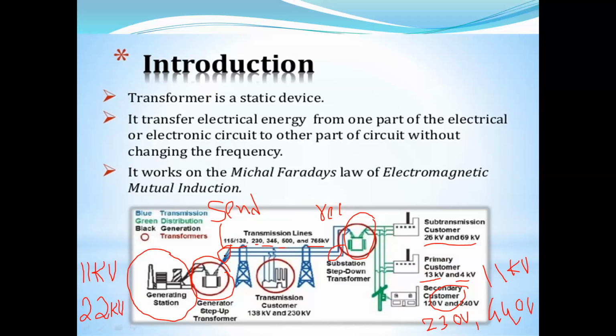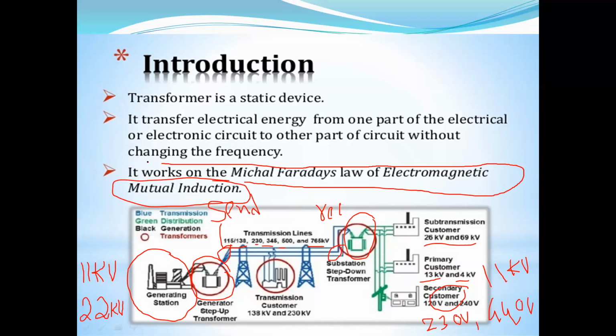A transformer is an AC device. It works on Faraday's laws of electromagnetic induction, that is the mutual induction principle. DC machines also operate on the same principle, and the transformer also operates on the same principle.